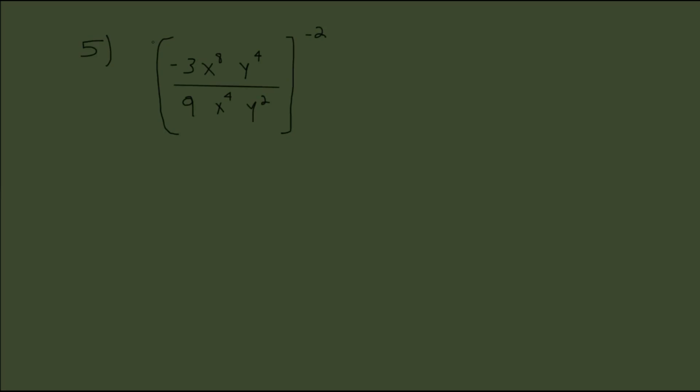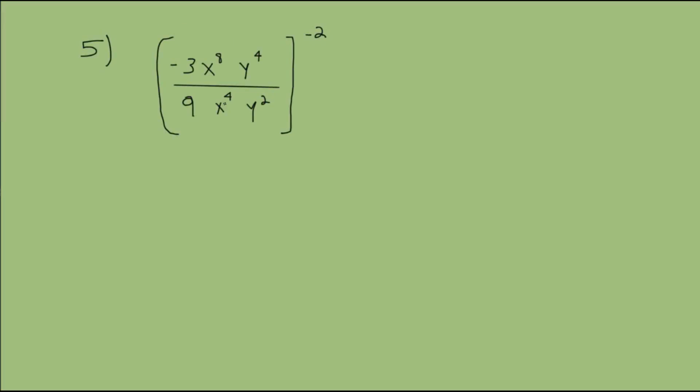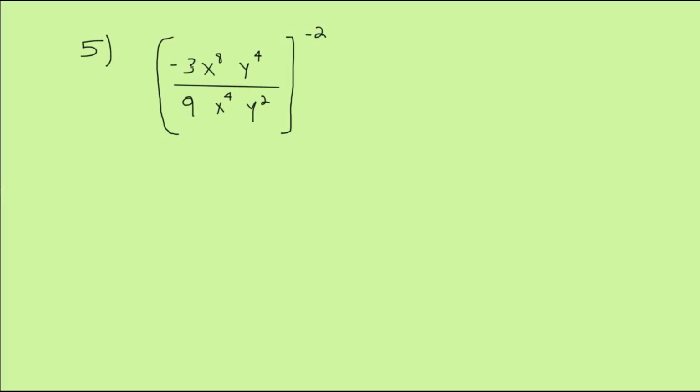We're down to our final problem, problem 5. So in our brackets, we have -3x to the 8th power, y to the 4th power, over 9x to the 4th power, y to the 2nd power, and this is all raised to the -2 power.